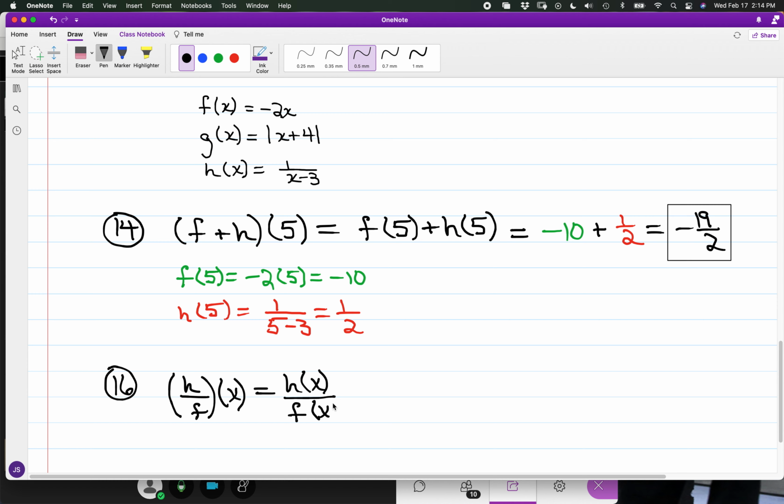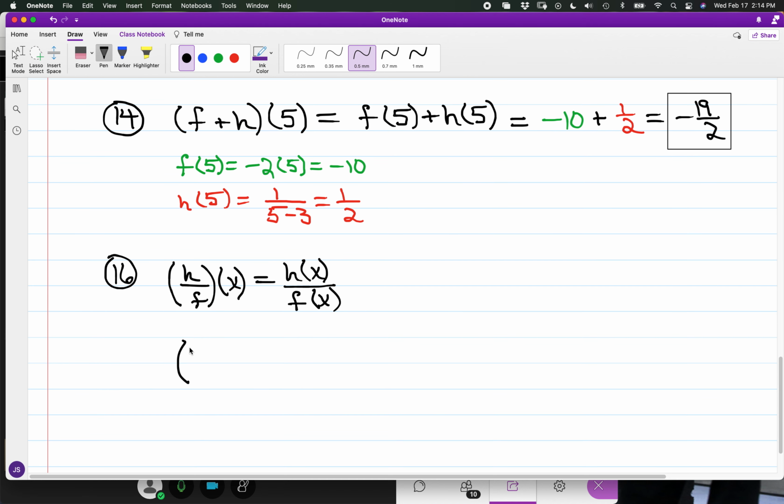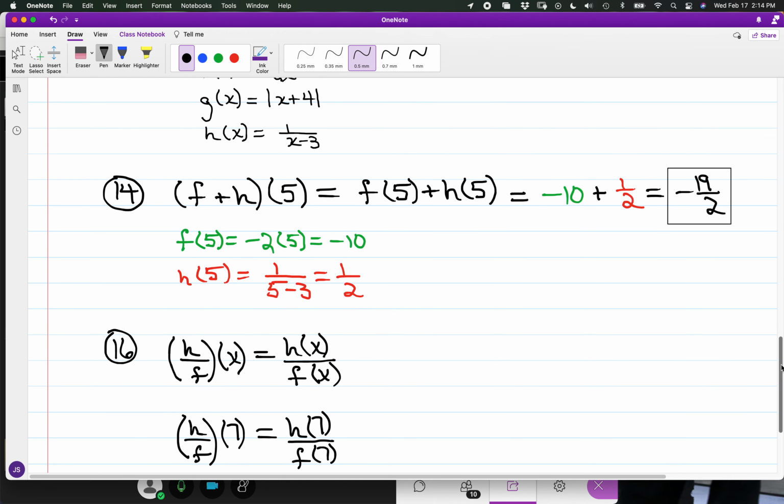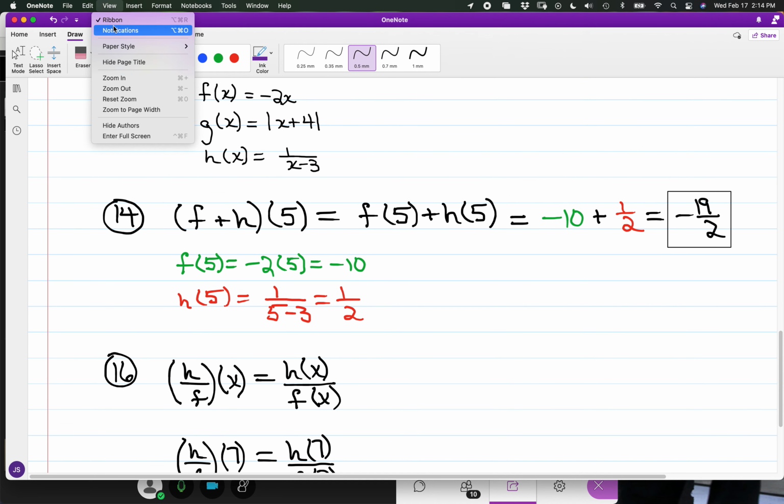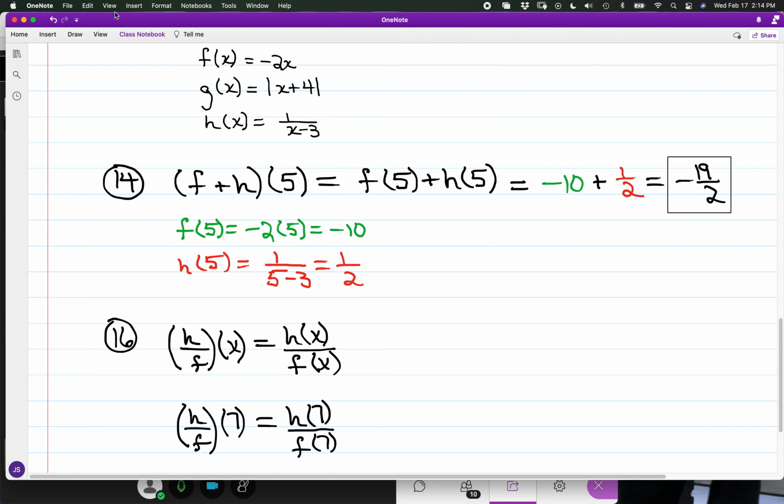Okay, so we have h of x over f of x. Now with the specified input, we're looking at h over f of 7. So you have h of 7 all over f of 7. And okay, so you have the h and the f values.